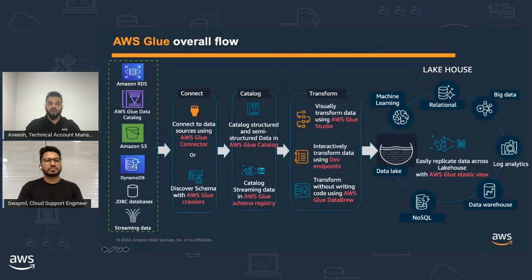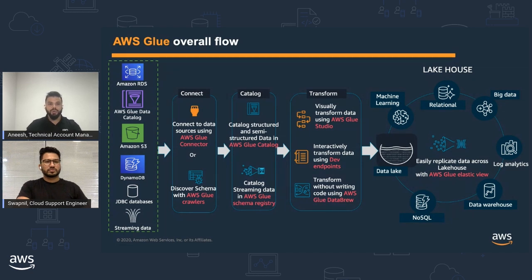Now let's have a look. How does the overall flow look like? Now in this diagram, you can see on the left-hand side, there are the data sources ranging from Amazon relational database, Glue catalog, your in-house JDBC databases, Amazon S3, streaming data, and you can connect them using Glue connector or Glue crawlers. Once the connection is established, you can basically catalog into the Glue catalog your structured and semi-structured data.